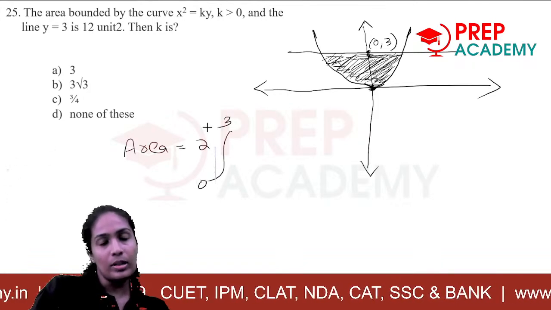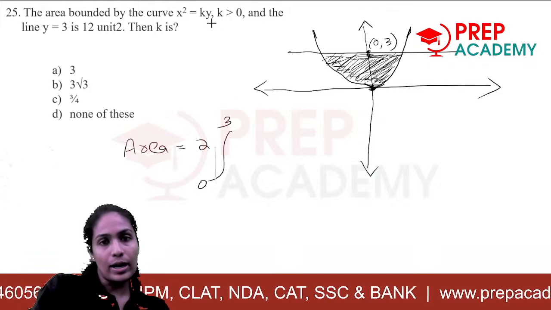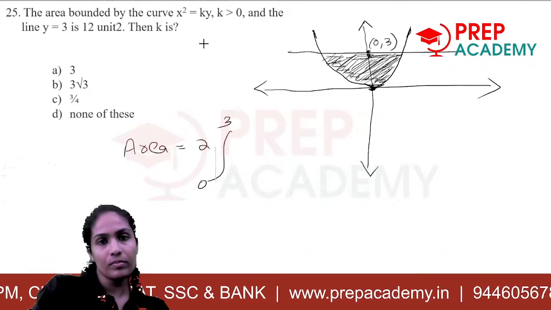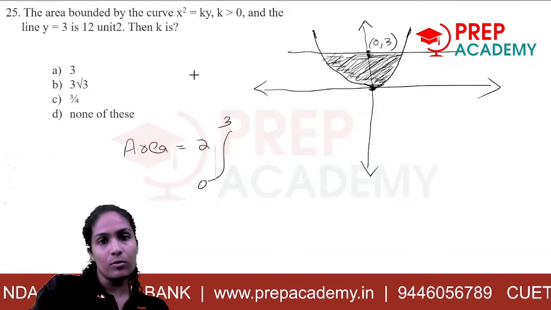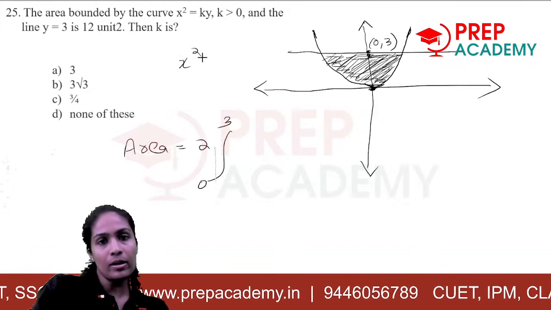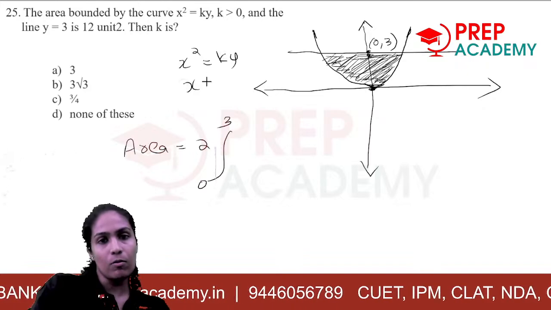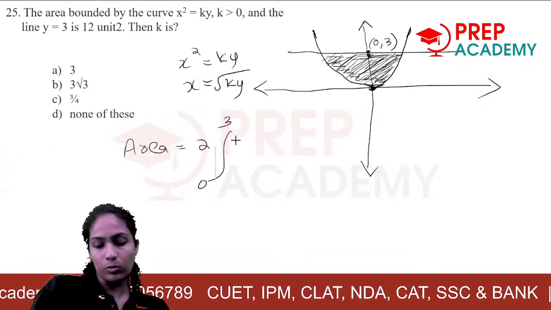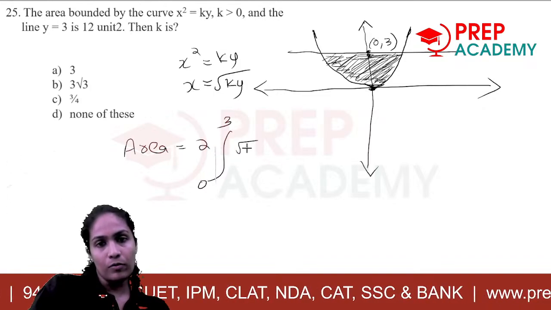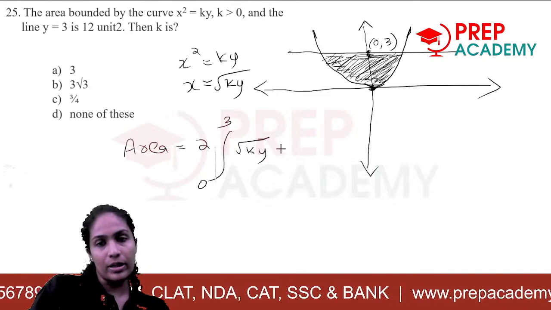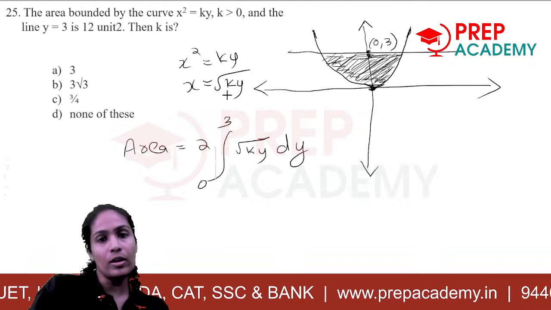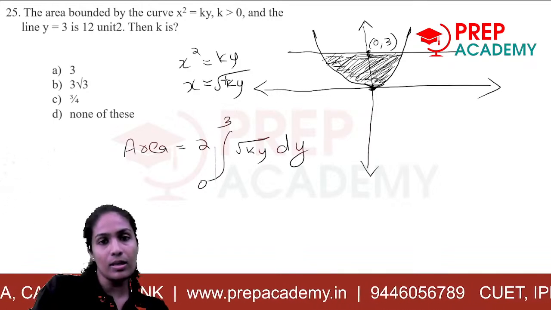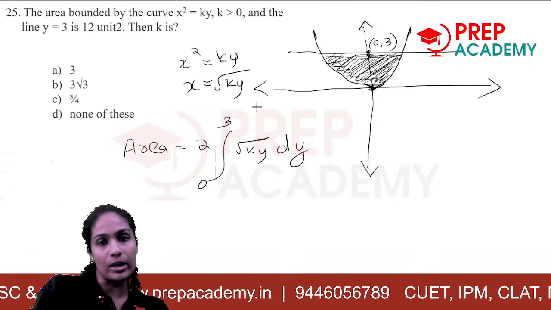Since the limits are of y, you have to find the function in terms of y. So x square is equal to ky means x is equal to root of ky. So 2 into integral 0 to 3 root of ky. Here we choose the limits of y. That's why we find the function in terms of y. This x equal to root of ky is a function in y.